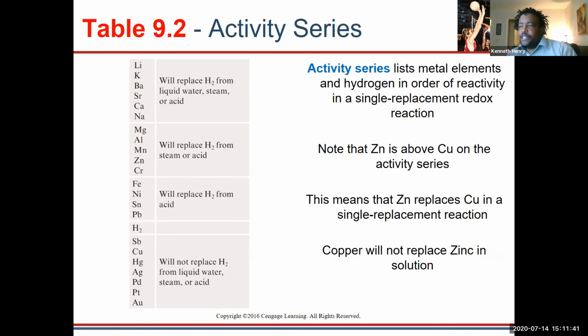Now let me kind of explain to you how this works. Basically, the way your activity series is, it gives you the order in a single replacement reaction, who can replace whom on this pecking order. Like for instance, they give you the example, zinc. So you see zinc's down here.